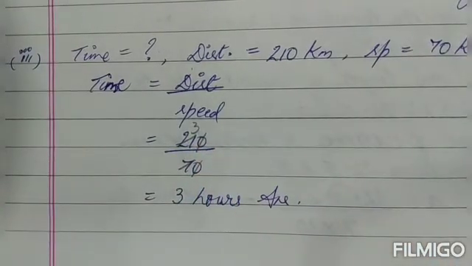So this is how we have seen question number 1 to question number 5 of exercise 17A of speed distance time.